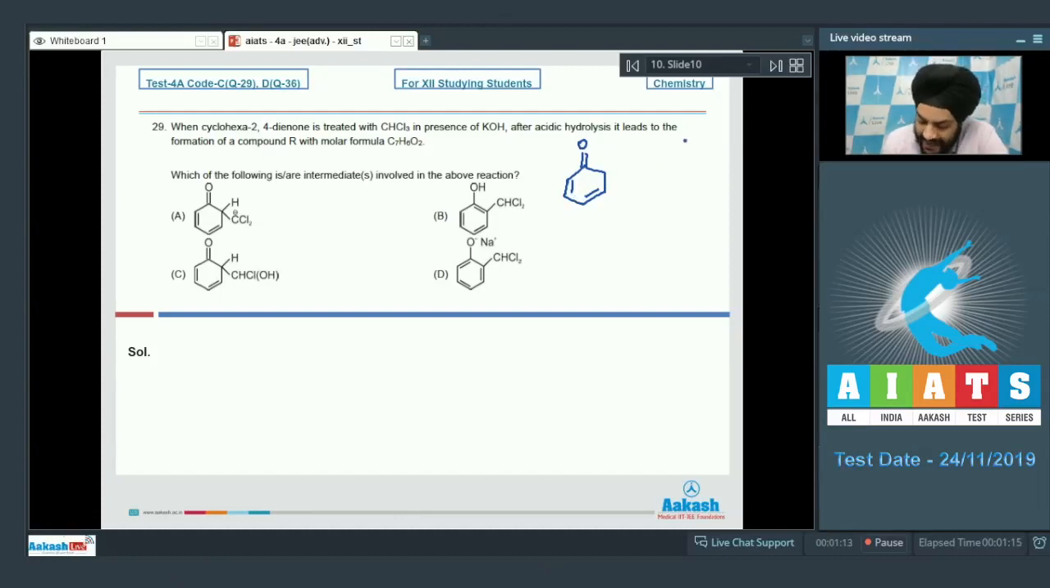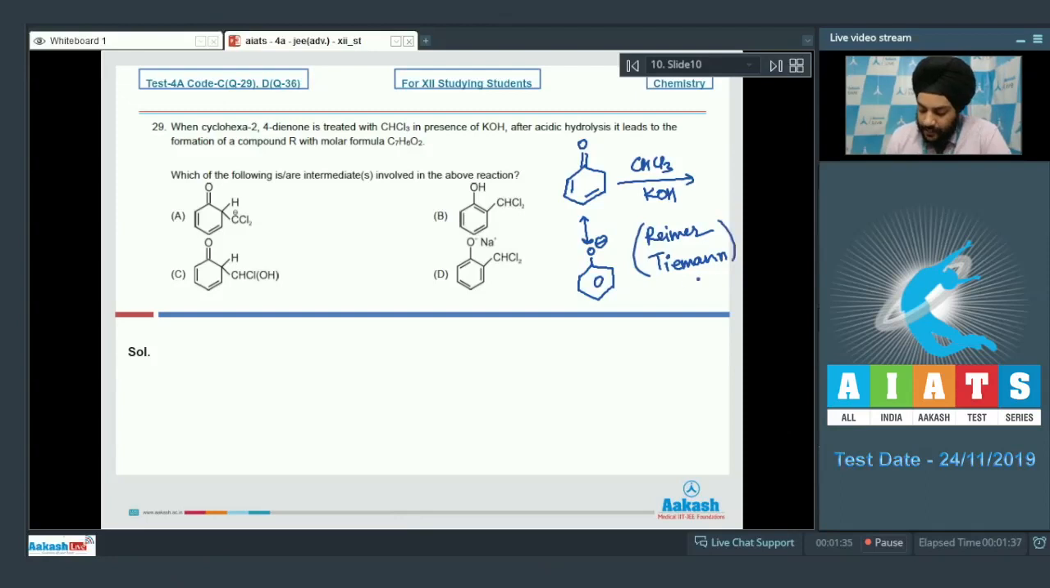So we can have its reaction with CHCl3 in presence of KOH. So students, if we look very carefully, this compound can tautomerize to give us the phenoxide ion. So this is the Reimer-Tiemann reaction. The examiner seems to be interested in the intermediates which are involved in the given reaction mechanism.